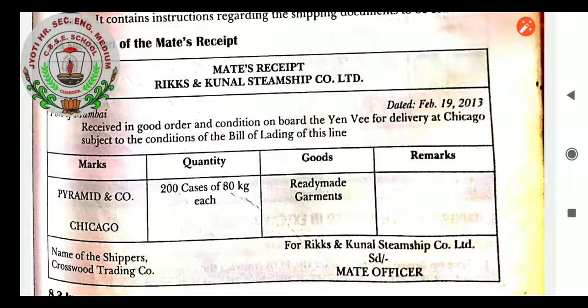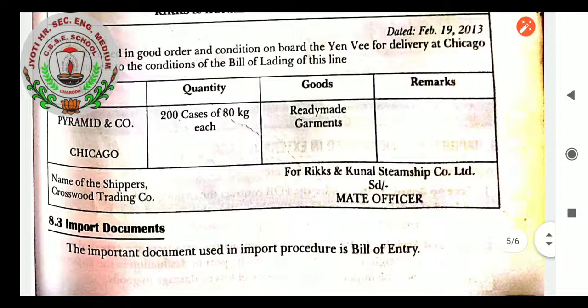Marks, quantity, goods, remarks are given there. Marks: Pyramid and Company, Chicago. Quantity: 200 cases of 80 kg each. Goods: ready-made garments. Remark: the customer can give. The name of the shipper is given at the bottom, and lastly who made the mate's receipt. So this is the particular document, students, about the mate's receipt.